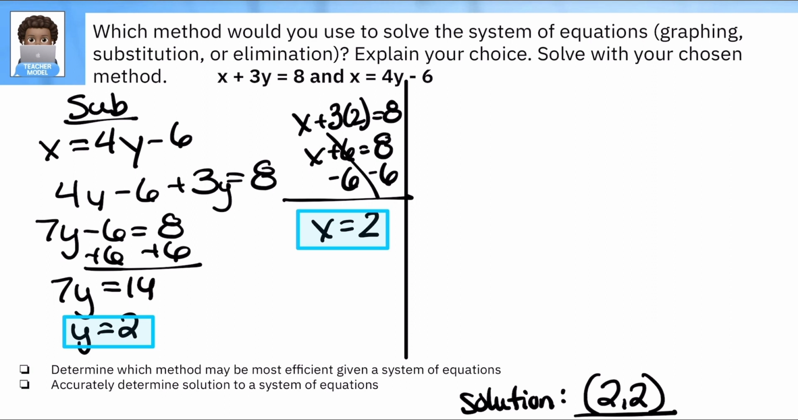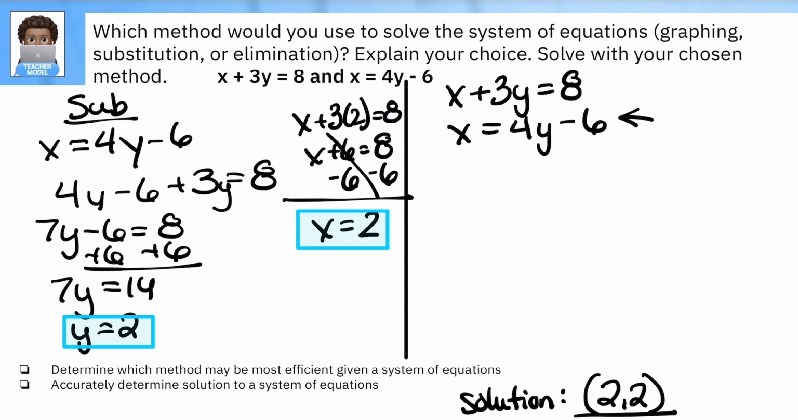Now, if you decide to choose substitution, the challenge, and why I wouldn't have done it, is because they're not in the same form. Like look here, I have x plus 3y equals 8. So that one's in standard form, but the other one is not. So I can't do this without having to change this equation. So I'm going to have to subtract 4y from both, and then I can do it.